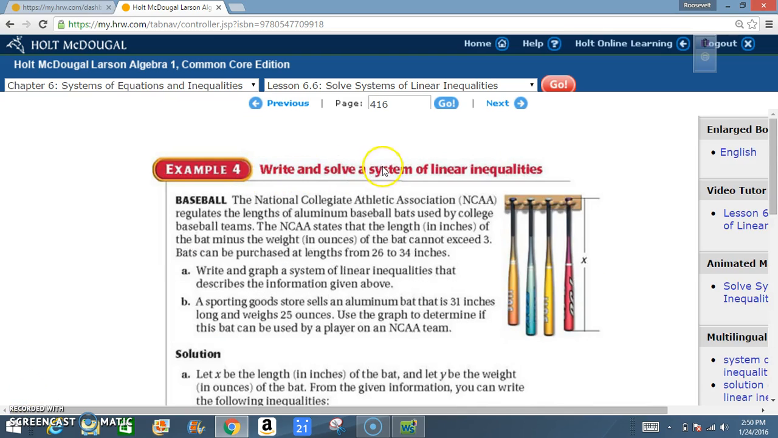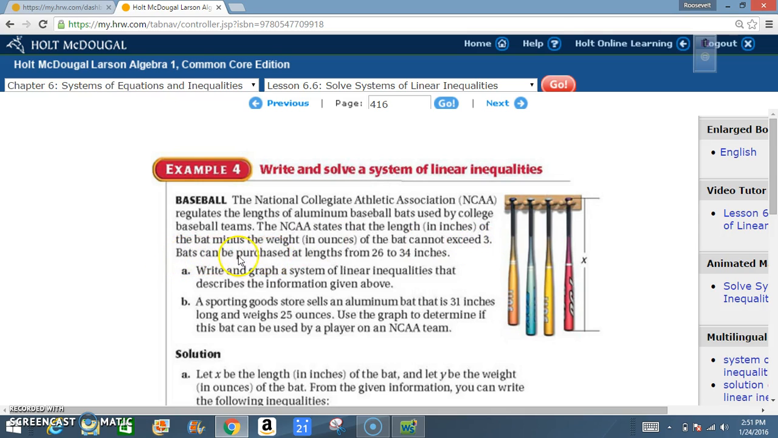Example 4. Write and solve a system of linear inequalities. Baseball. The National Collegiate Athletic Association, NCAA, regulates the lengths of aluminum baseball bats used by college baseball teams. The NCAA states that the length in inches of the bat minus the weight in ounces of the bat cannot exceed 3.